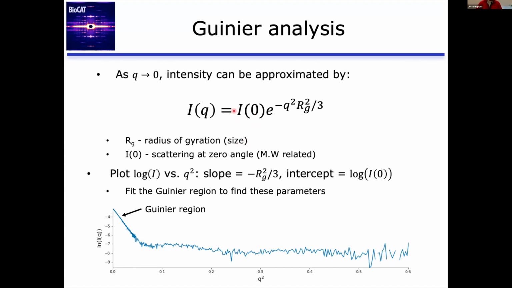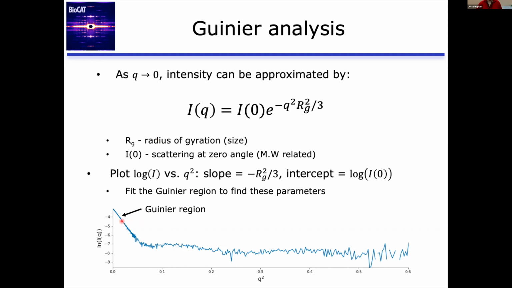And this overall scaling factor we call I of 0, because if you put Q of 0 here, this exponential goes to 1. And so this is the scattering at 0 angle. And if you think back a few slides to when I showed you the scaling factors of the scattering profile, this scattering at 0 angle is related to the molecular weight times the concentration. And so you can actually use it to get out molecular weight information. So the Guinier analysis itself allows you to get out information about the size and information about the molecular weight.